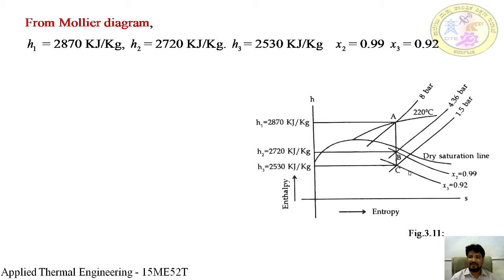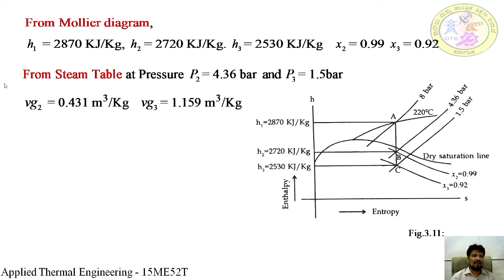In the previous problem, the points A, B and C were all above the dry saturated line, so under that condition there was no need to find the values of x2 and x3. But here x2 and x3 are below the dry saturated line, so we are considering x2 and x3. So here we note down the same values, h1, h2 and h3, with the corresponding dryness fractions: x2 is 0.99 and x3 is 0.92.